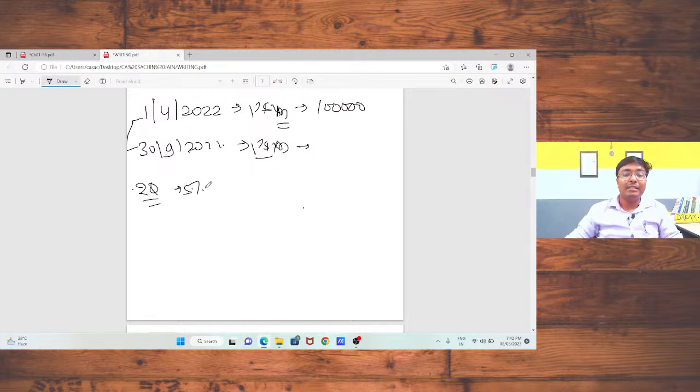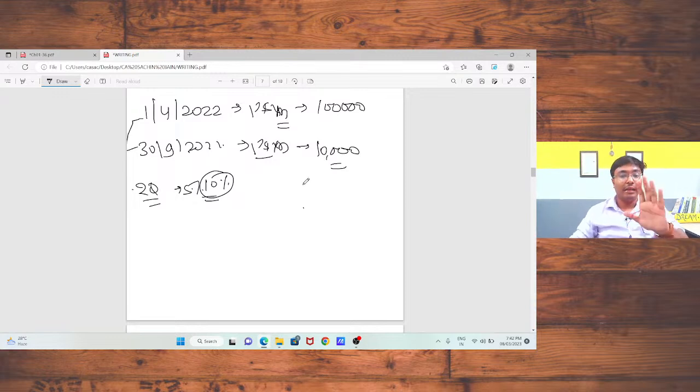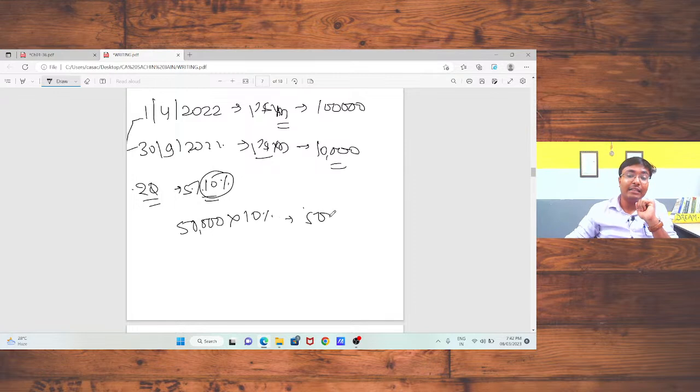So 5% each quarter, so that is 10% for 2 quarters. So the amount is 10,000 rupees. Okay, so 10,000 rupees, or suppose I am going to sell that product at 50,000 rupees and the tax rate is 10%. In that case, tax amount comes 5,000 rupees.